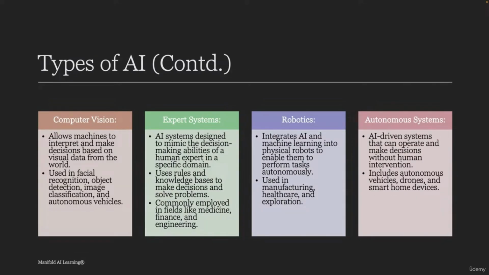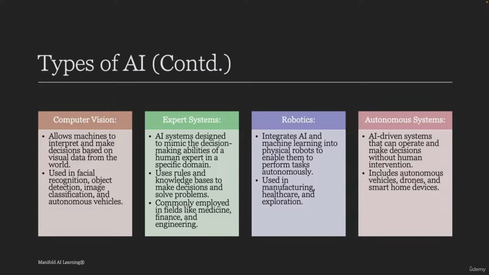And we also have computer vision. Computer vision will allow machines to see the outside world. So it will have the ability to understand visual data, and it is used in applications like facial recognition, object detection, image classification, and autonomous vehicles. And we also have the expert system, which is another type of system designed to mimic the decision making abilities of a human expert in a specific domain. In case of an expert system, it uses rules and knowledge. Okay, that's what it uses.